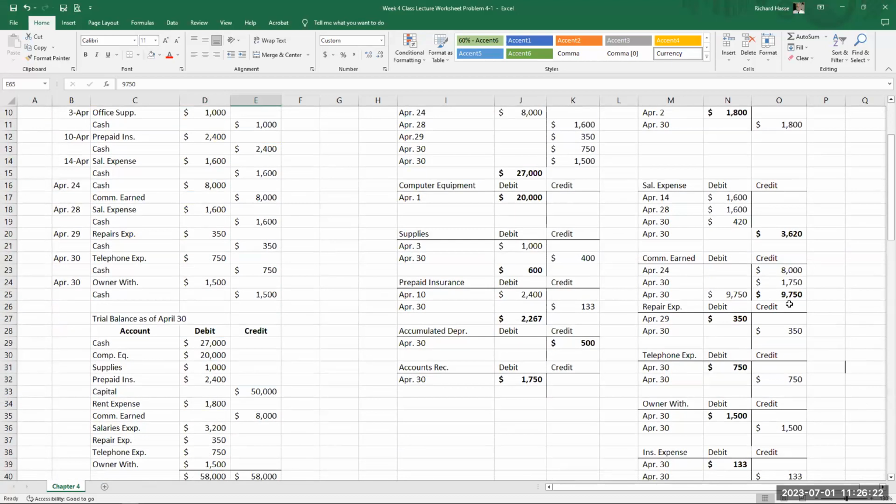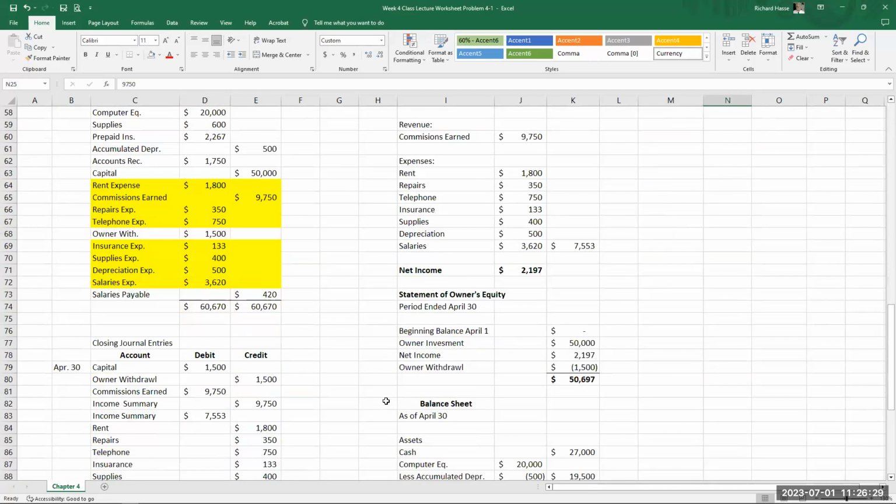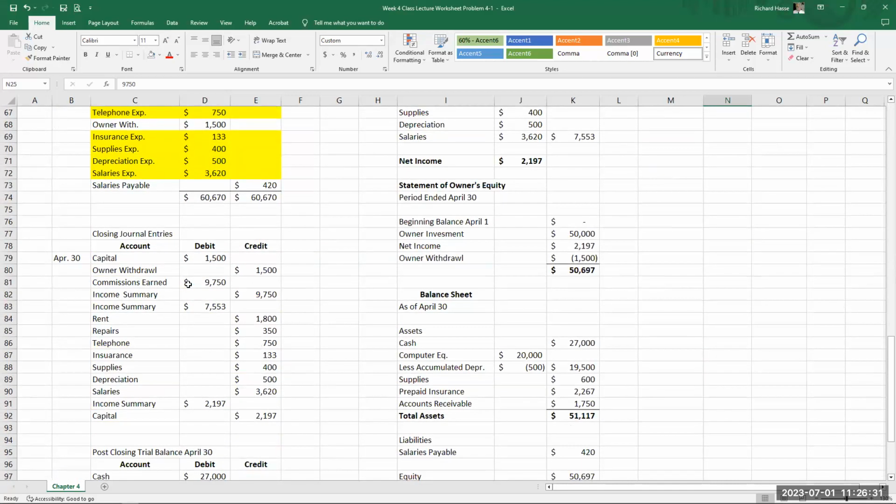Where is it here? There it is right there, $97.50. Now we're going to close that account out in our closing entries by debiting commissions fees earned. That'll zero it out on the general ledger. And we credit what now is called income summary, $97.50.